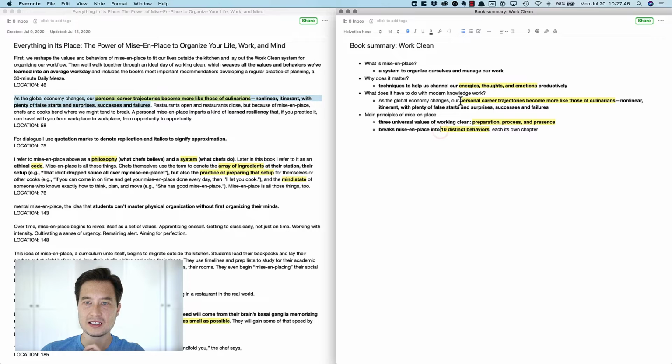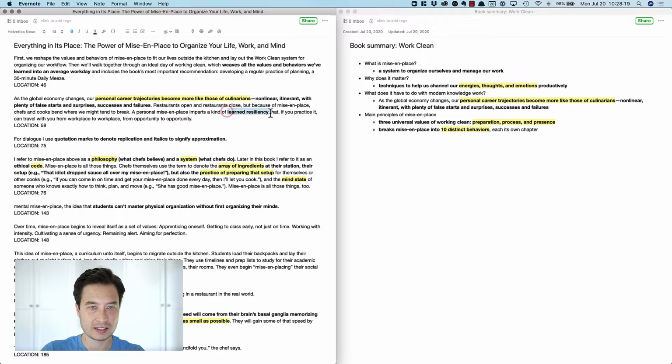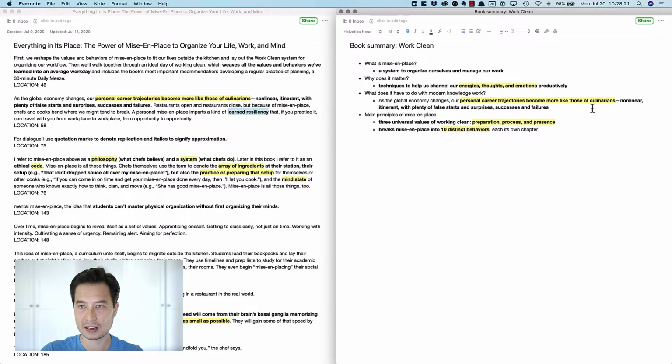So this sentence is really crucial because it connects what we can learn from chefs through their system of mise en place in a way that helps us deal with the changing global economy, which is basically our personal career trajectories are starting to look more like chefs, starting to be more about short stints, gigs, working with a team, say at a restaurant for some period of time, learning what there is to learn and then moving on. Okay, so I'm going to put that there. Learn resiliency. This is just a term I like. I might put that just below here.